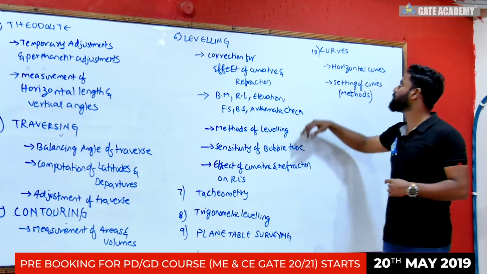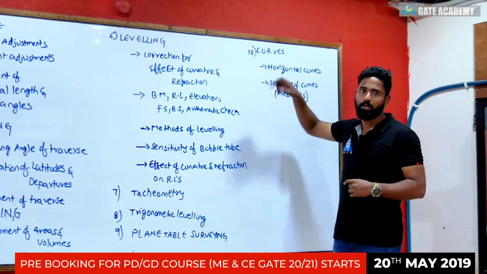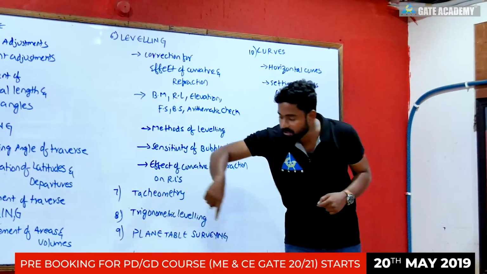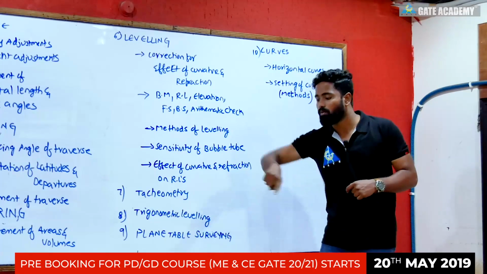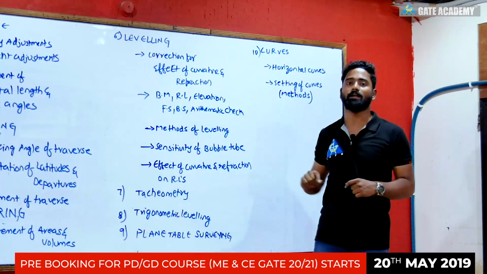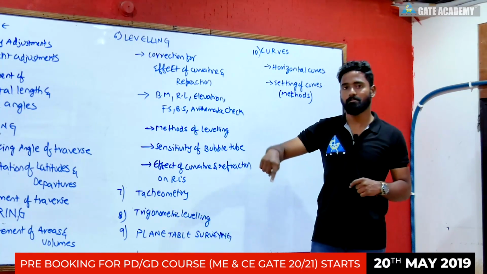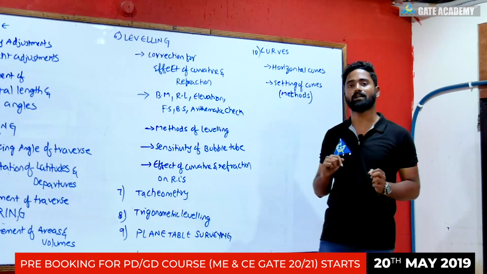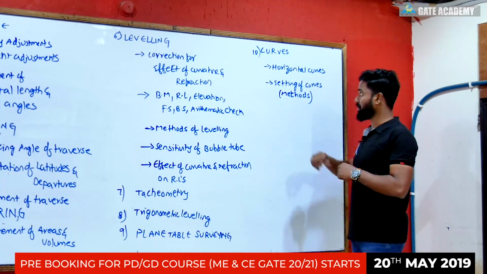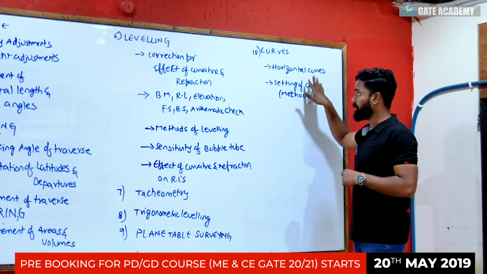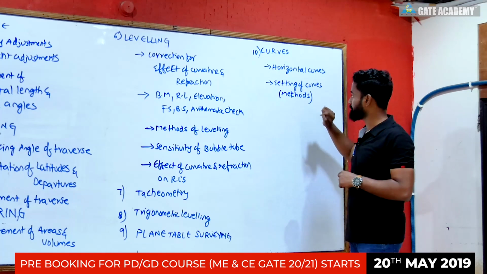Next, coming to curves. Curves could be horizontal curves. Horizontal curves means like this, and it could be vertical curves, summit and valley curves. So, in horizontal curves there could be simple curve, compound curve, reverse curves. So, these are horizontal curves. We will be discussing horizontal curves over here.